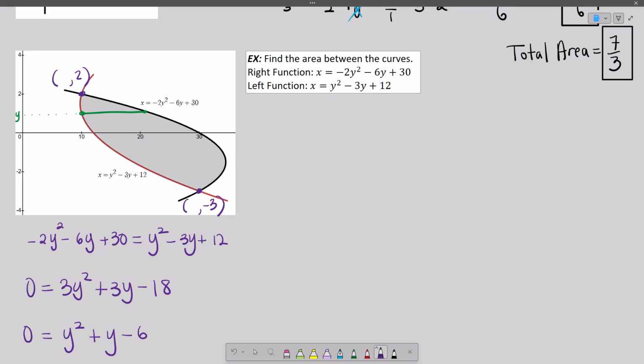All right, so now you all do the rest of it. You now know what your y limits of integration are. So see if you can set up your integral and evaluate it.